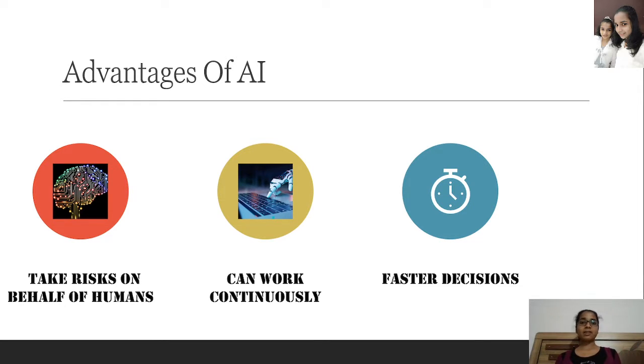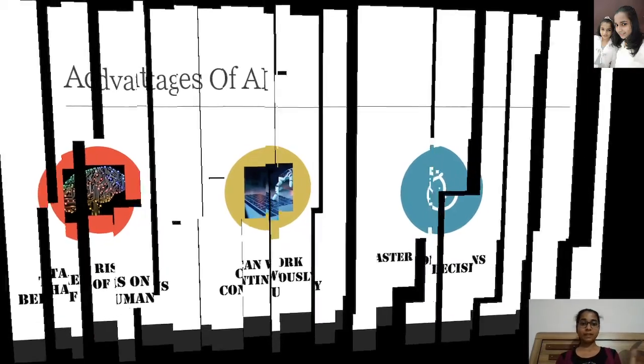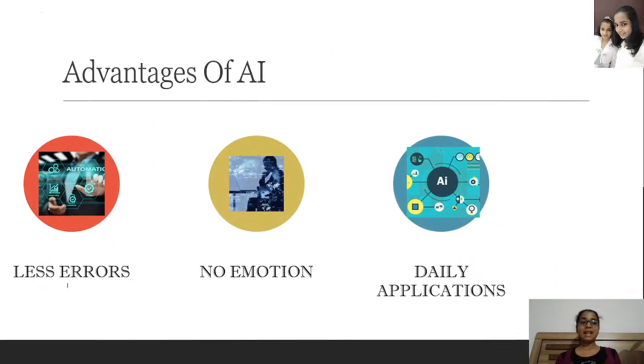They have very good powers, and they actually work on an algorithm, a set of instructions. That is why our next point is less errors, because they work accordingly to the set of instructions provided to them, so there is very less chance to get an error. Next is no emotion, and the last is daily applications. As we discussed earlier, nowadays AI is everything. We can imagine how our life would be without AI.